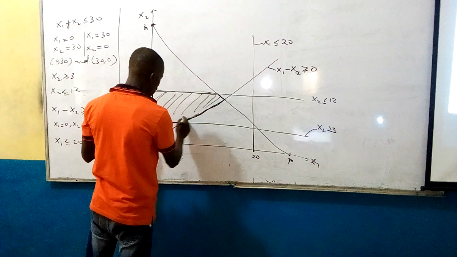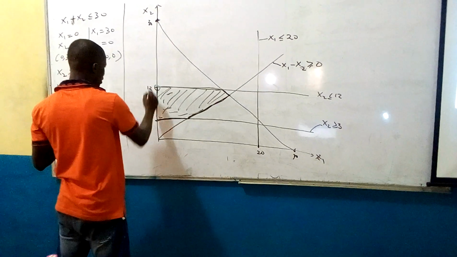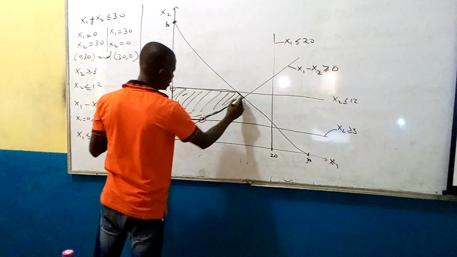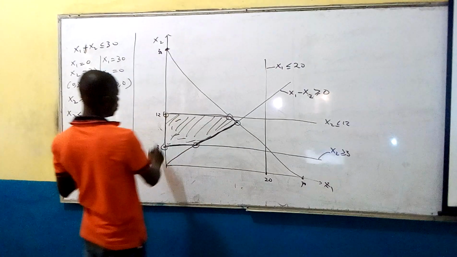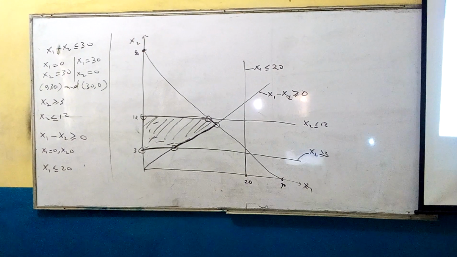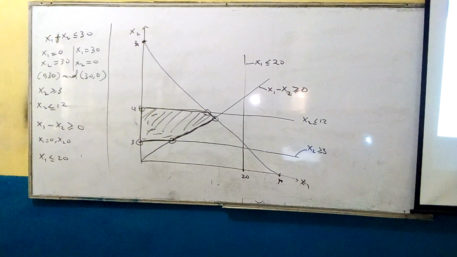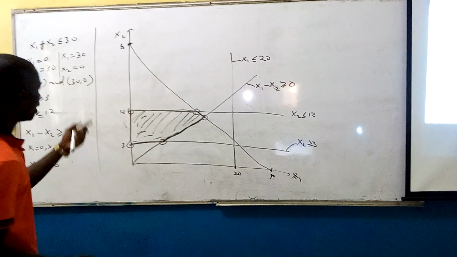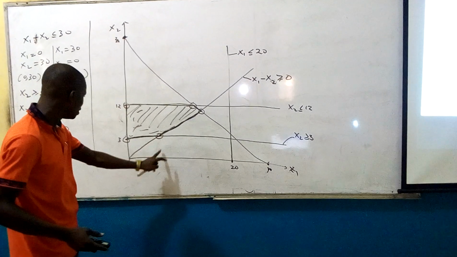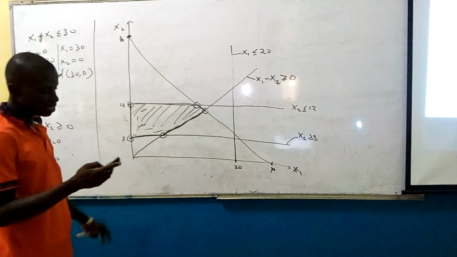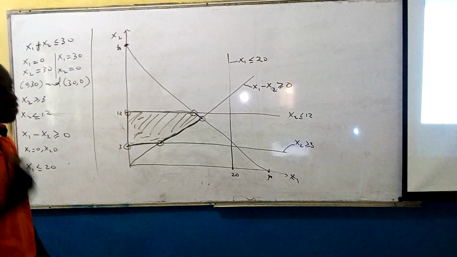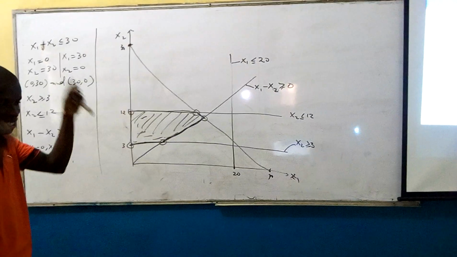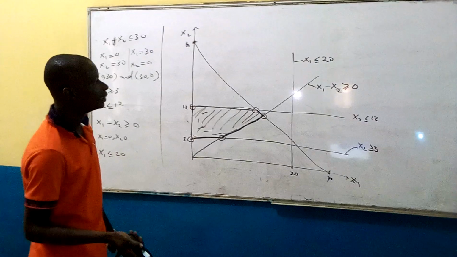So this will be the feasible region, and the vertices will be the points we're using to determine the optimal value. Because we are not drawing to scale, it's very difficult obtaining these values. But you can draw with your graph. That's what you're supposed to do. You get a graph sheet and you draw.